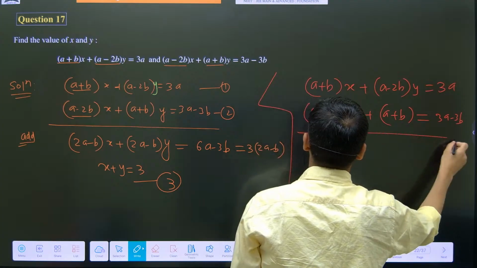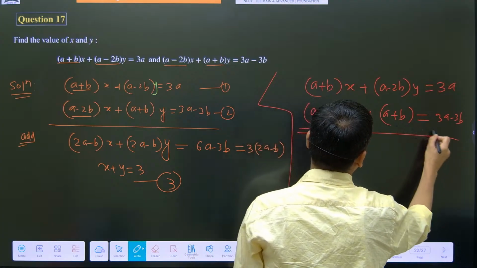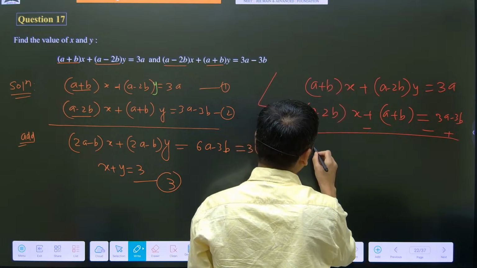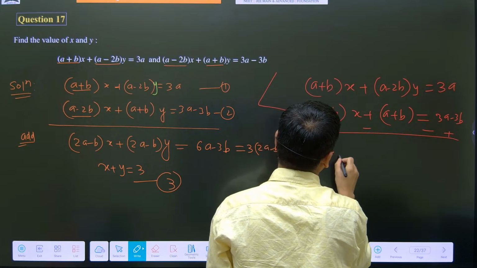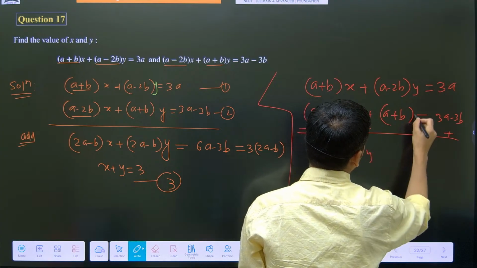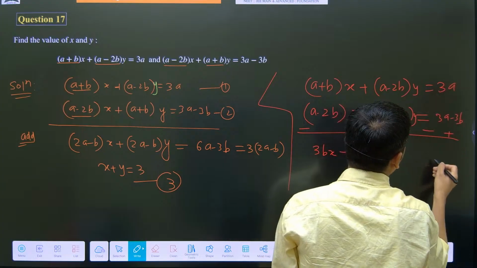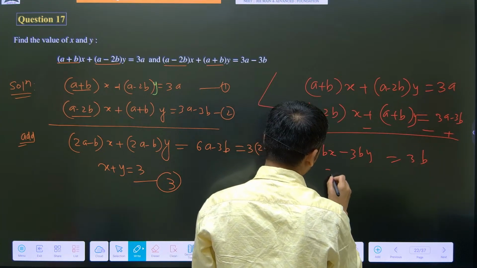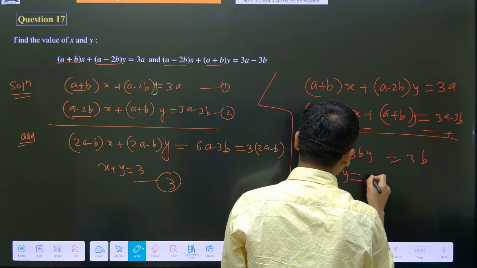So this time we are subtracting. When we subtract, a gets cancelled, right? Do we get 3bx here? We'll get minus 3by, and when we subtract, a gets cancelled, it's 3b, right? So you can clearly see 3b is getting cancelled from everywhere. We are getting x minus y is equal to just 1.